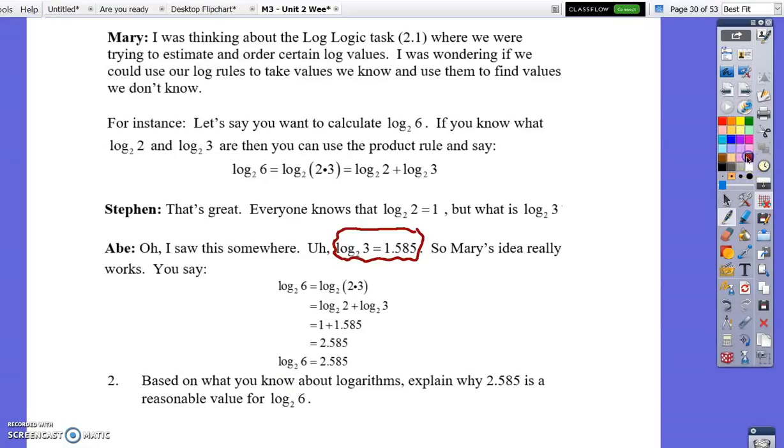So let's think about that for a minute. What we know about logs is that the log base 2 of 6 is between the log base 2 of 4 and the log base 2 of 8, which is between 2 and 3. So we know the answer is between 2 and 3. That number is between 2 and 3, so it's a reasonable value just based on that alone.